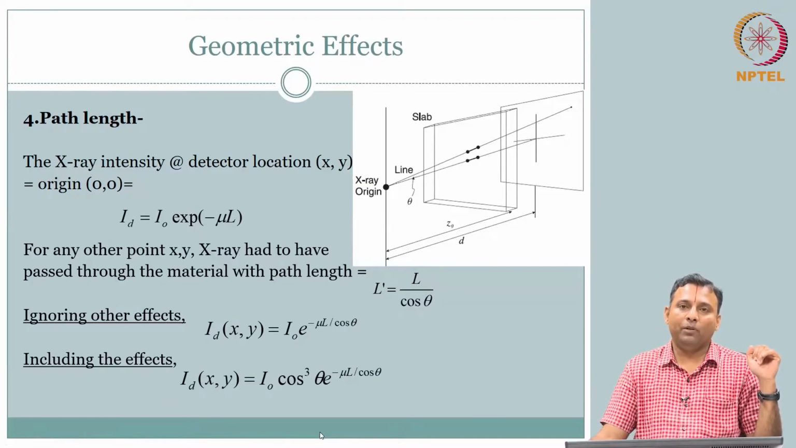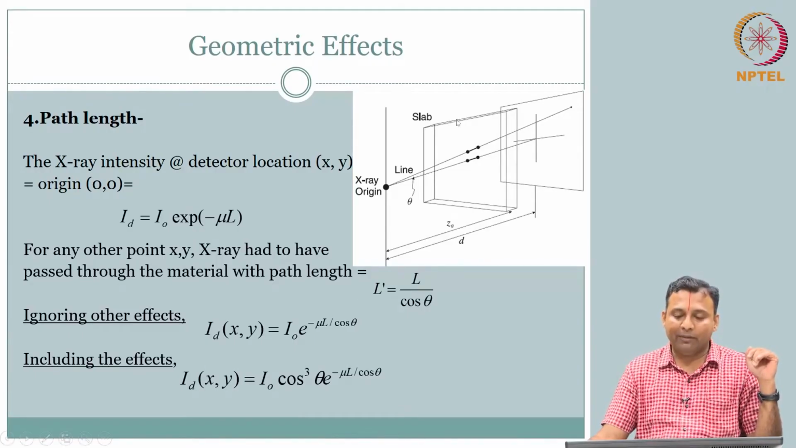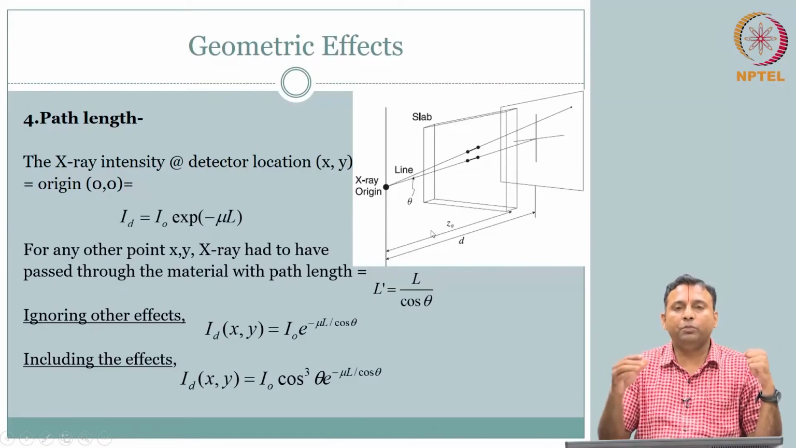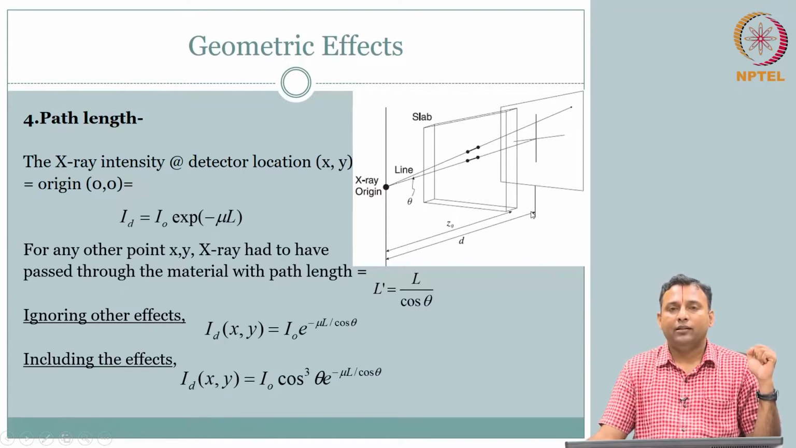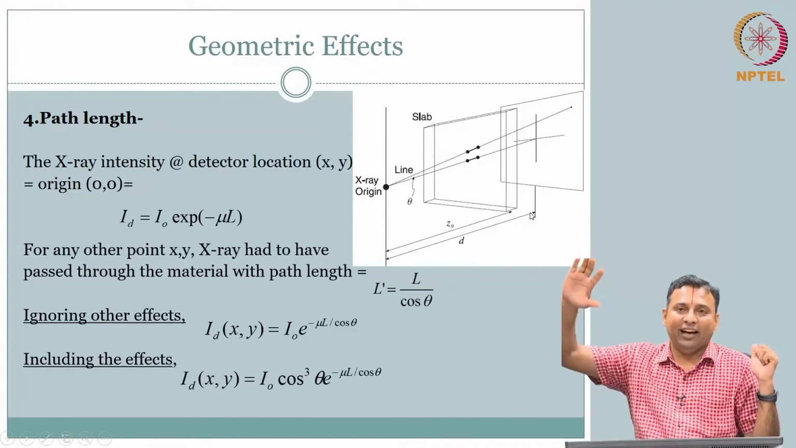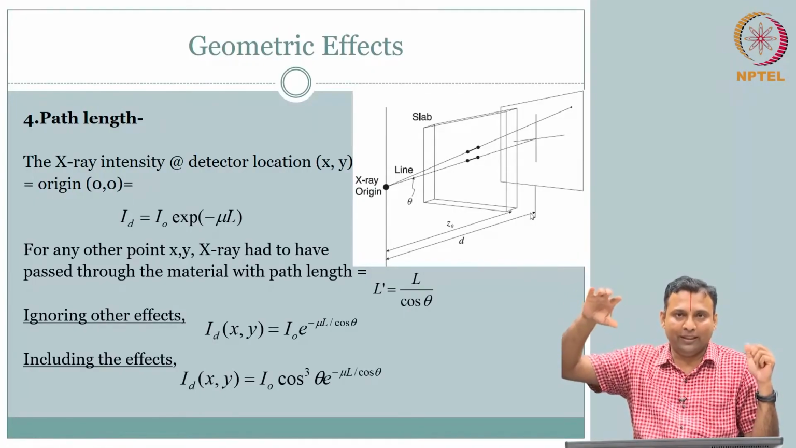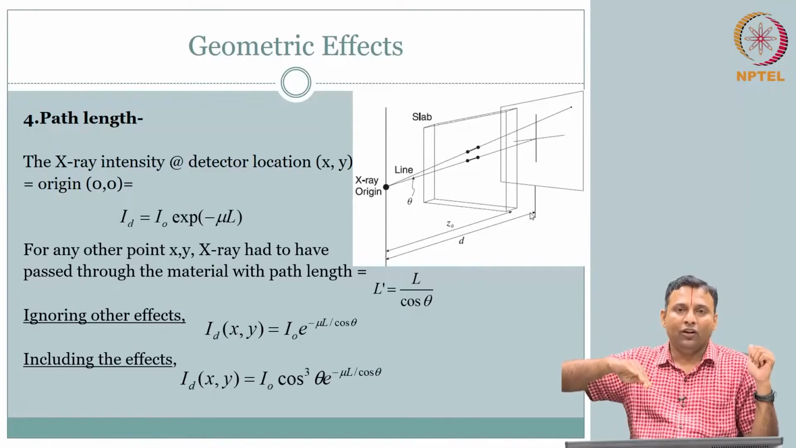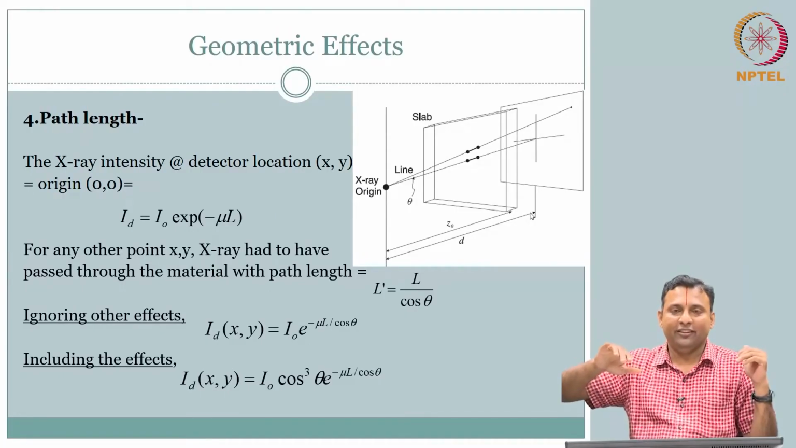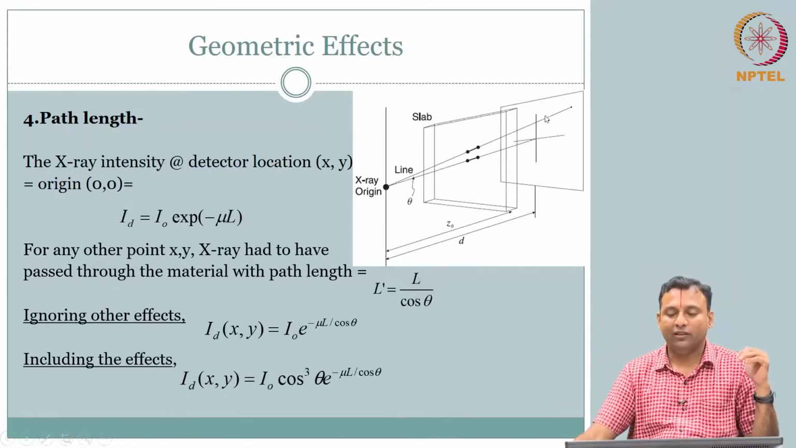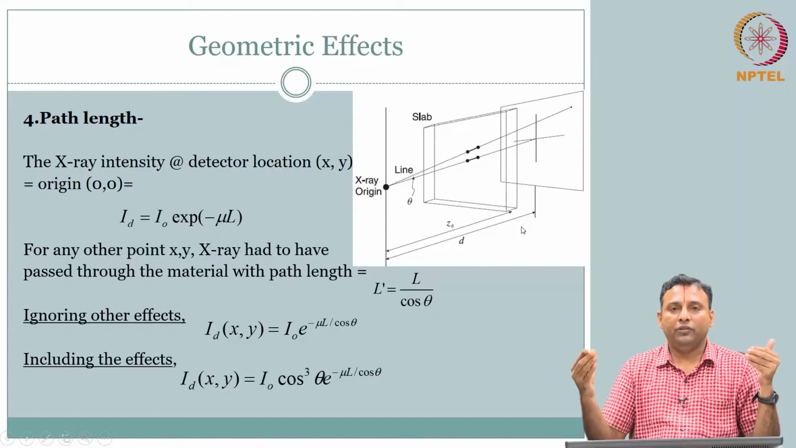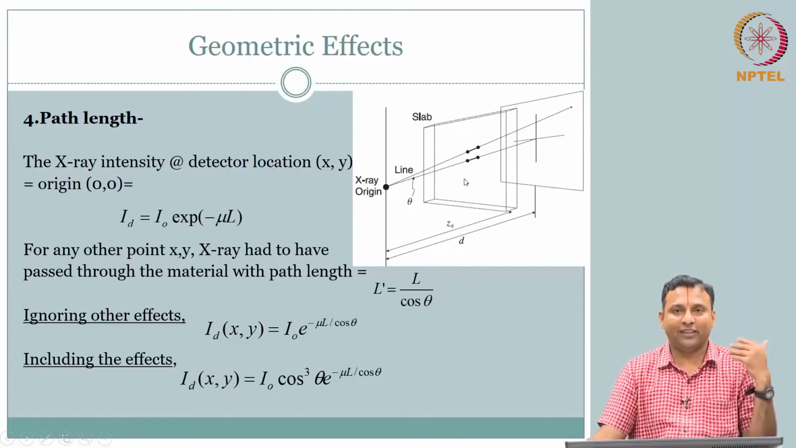So now you see the problem. Even if I have the same slab with the same mu, what should be my detector image? This is my unknown, f of x comma y. What should be my g of x comma y? It should have the same attenuation, the same mu value throughout. Whatever is lost should be the same throughout the detector face. That is what would be a good estimate of your f of x comma y.